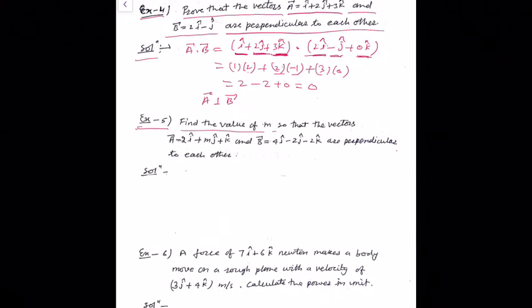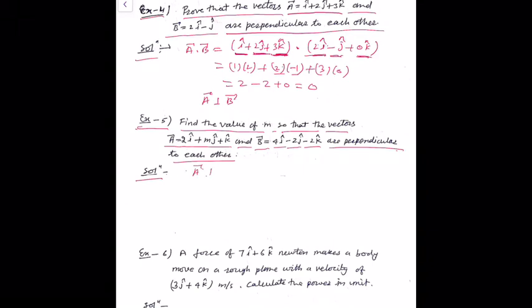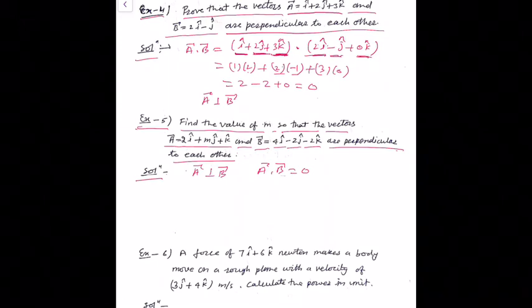Next, example 5. Find the value of m so that the vectors a vector is equal to 2i cap plus m j cap plus k cap and b vector is equal to 4i cap minus 2j cap minus 2k cap are perpendicular to each other. Solution: as a is perpendicular to b vector, so a vector dot b vector is equal to 0.